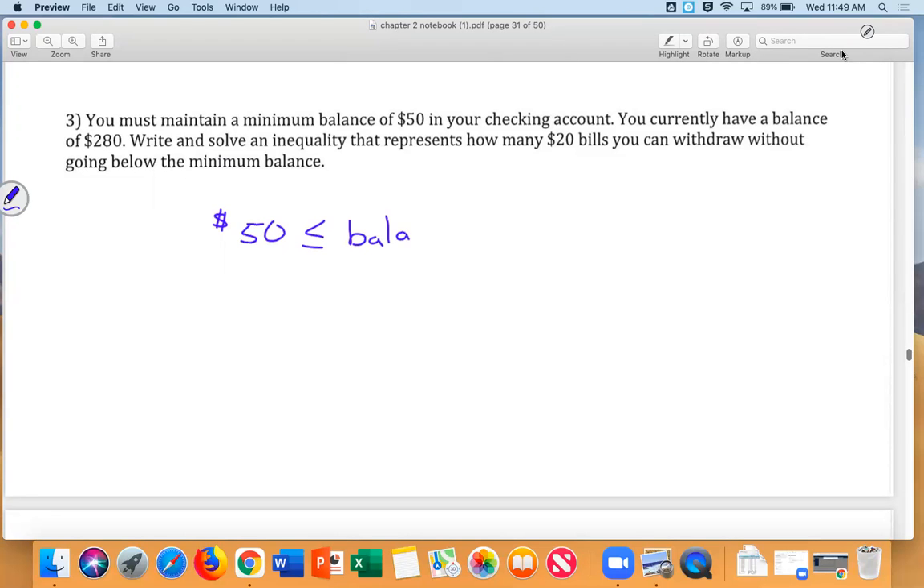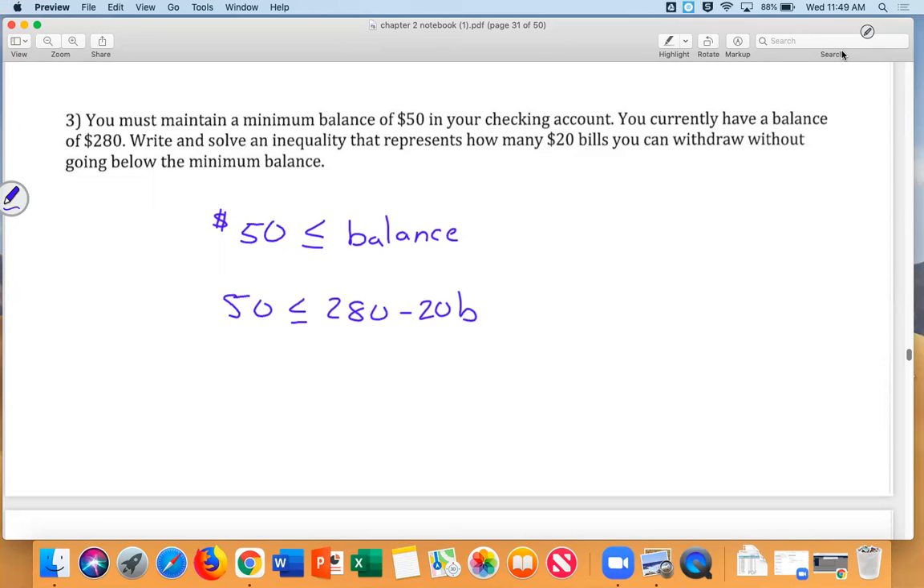And I like to use words, okay? Seems kind of weird, but it helps me out in doing the problems. So my balance must be greater than $50. You currently have 280, okay? So my balance is currently 280. Now solve an inequality that represents how many $20 bills you can withdraw without going below a minimum balance. So $20 bills, right? So 20B for bills.